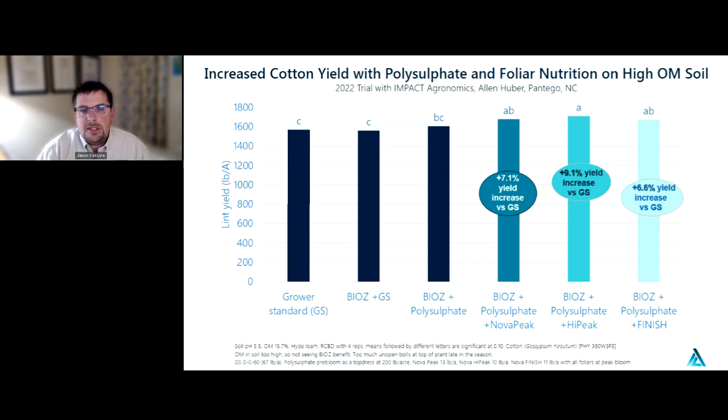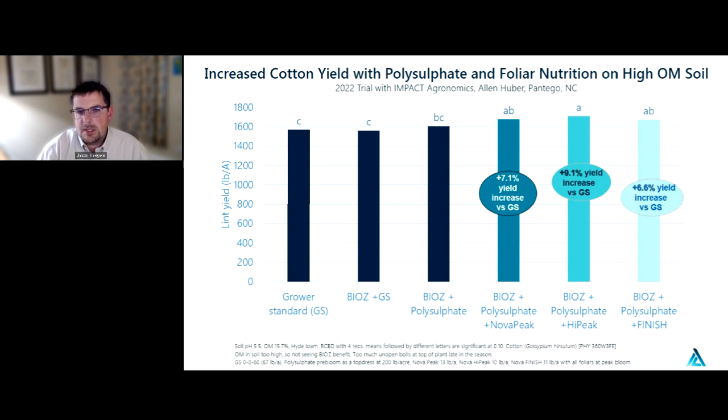And then the last example for cotton is from a 2022 North Carolina trial in eastern North Carolina. The 3 bars on the left in the dark blue are soil applied approaches. We have grower standard of potash, or rather the grower standard plus a biostimulant, and then a biostimulant plus polysulfate. Really no difference in lint yield for those 3 treatments.